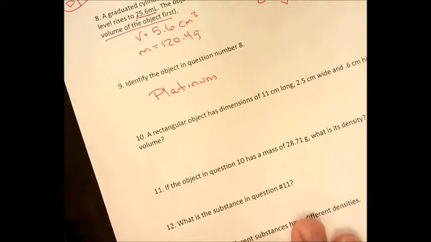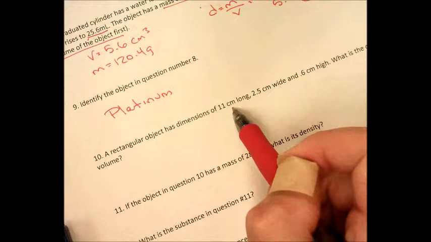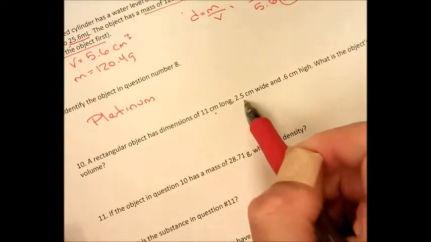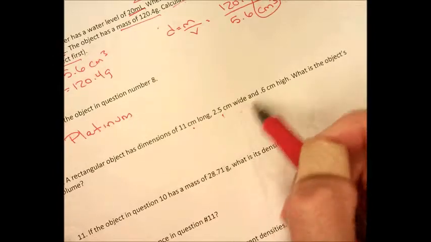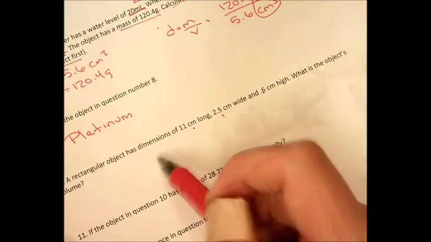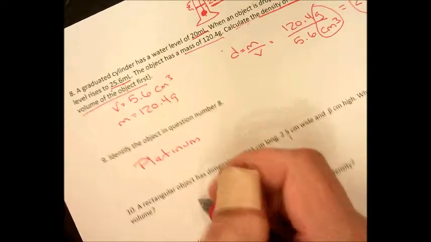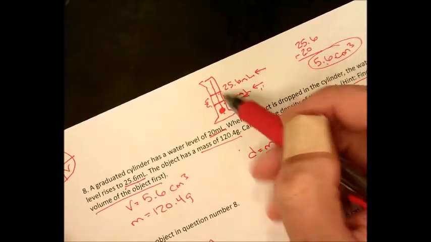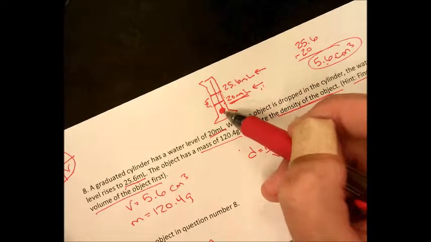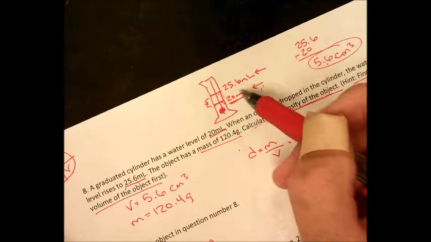A rectangular object has dimensions of 11 centimeters long by 2.5 centimeters wide and a 0.6 centimeter height. What is the object's volume? Well, in this case, up here we found volume by using the displacement method where we dropped a rock into a graduated cylinder. Look how much did the water rise.